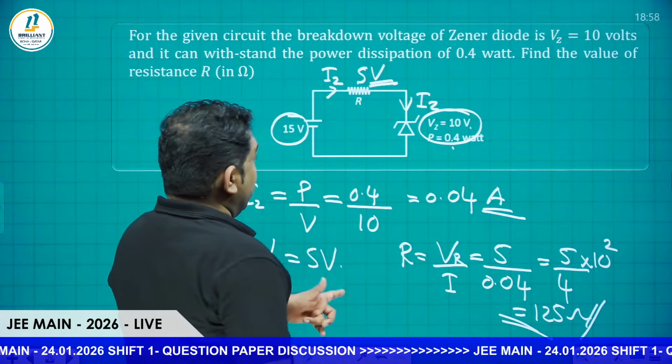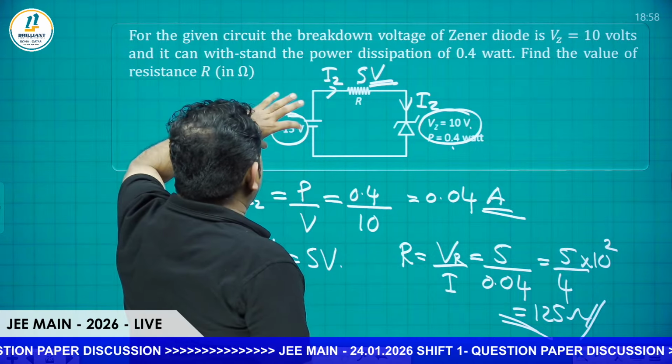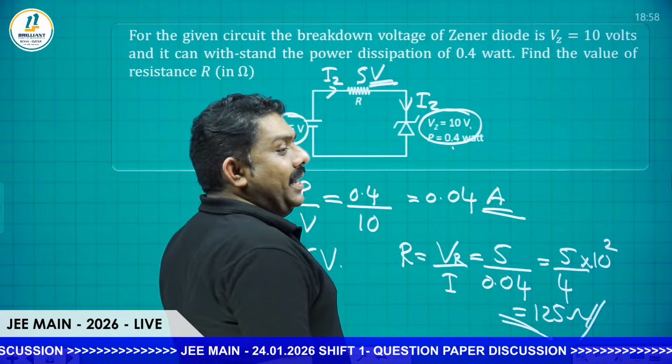Here it's very important that current remains the same. Voltage across the resistor will be applied voltage minus the Zener diode voltage.